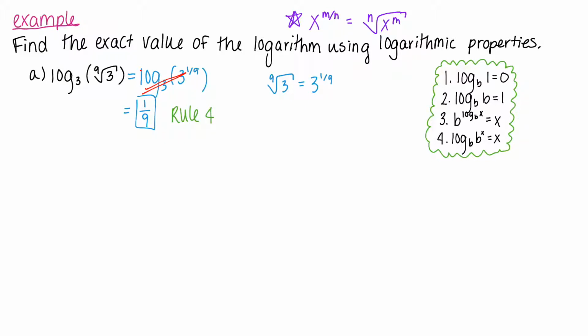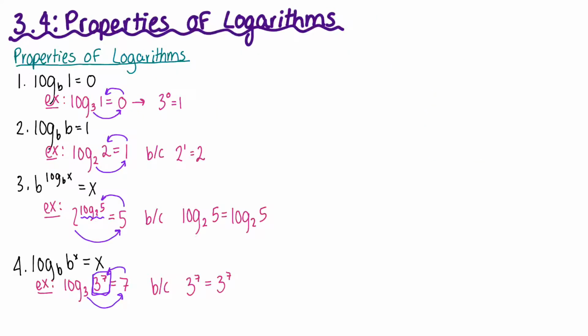All right, so looking at a different one. ln of e to the 6th. So if I come back to my list over here, each of these log properties can be rewritten with the 2 special bases. So there's log base 10 and then there's log base e, which is just ln. So we could write the special versions here.